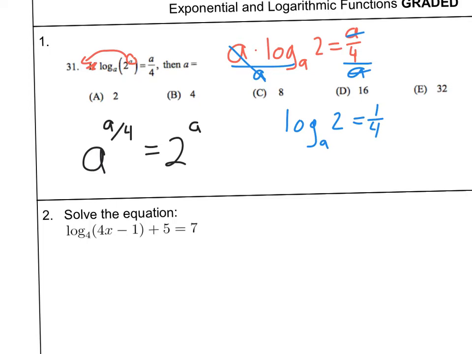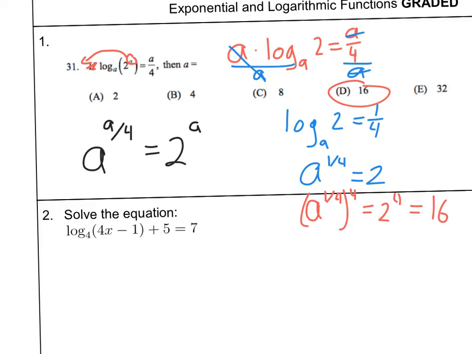Okay, now we're dealing with something that's more useful to us, because a to the 1/4 is going to be 2. In order to get the a by itself, I'm going to raise both sides to a power of 4. So a to the 1/4 to the 4th is equal to 2 to the 4th, and that's going to be 16.